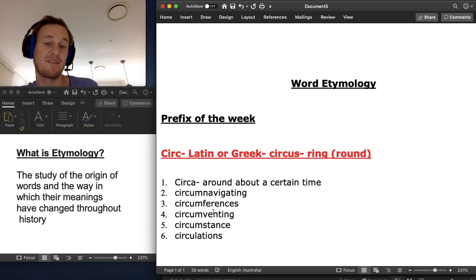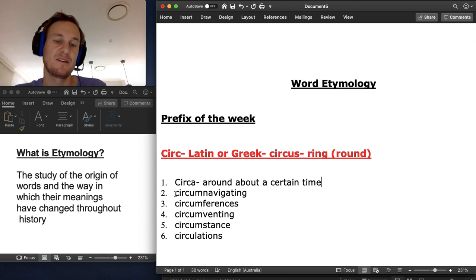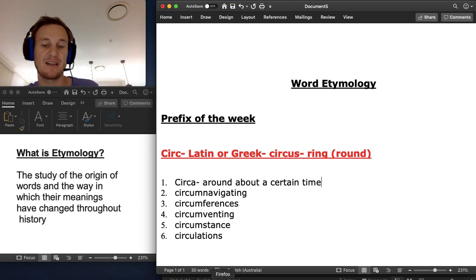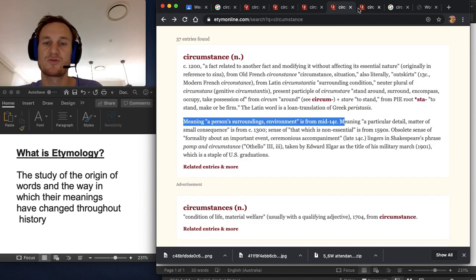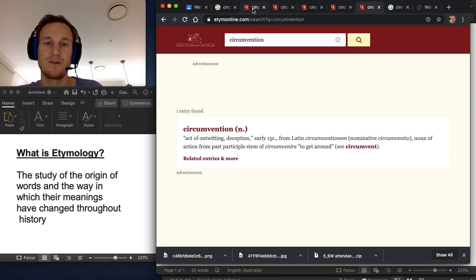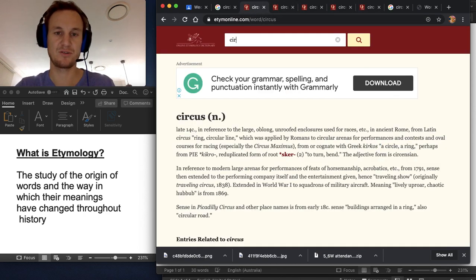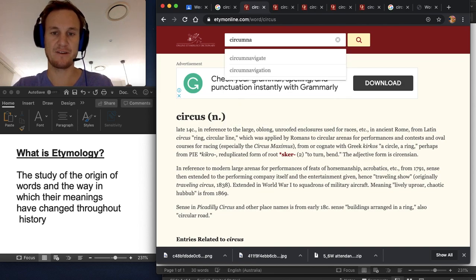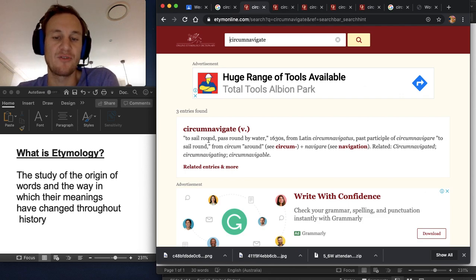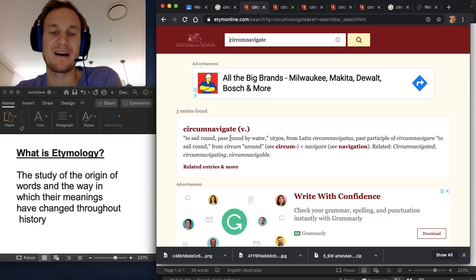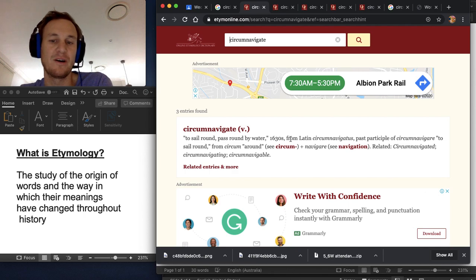So it's kind of around then, right? Okay, great. So what about the next one? Circumnavigating. Where does that get its influences from? When I typed in where is circumnavigate, I might have to do it again. Circumnavigate says to sail around or sail round, pass round by water.